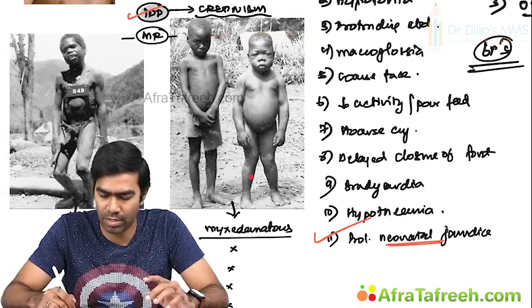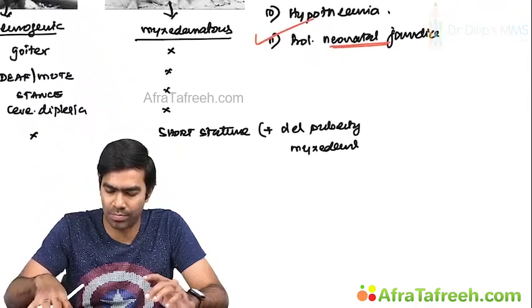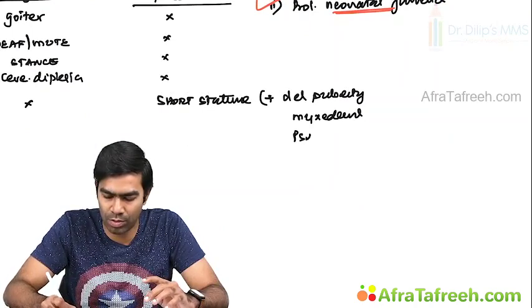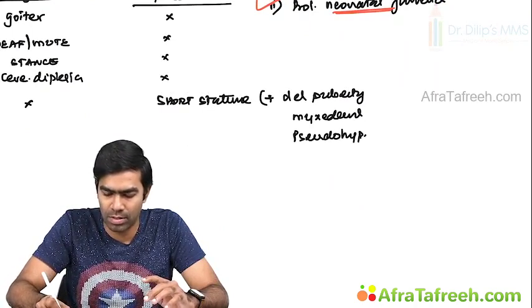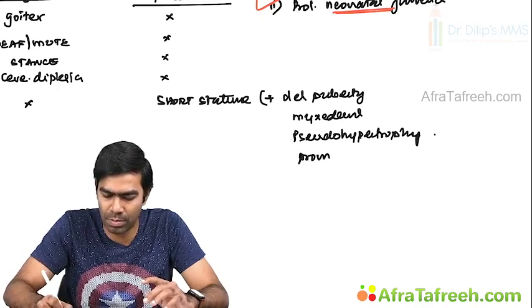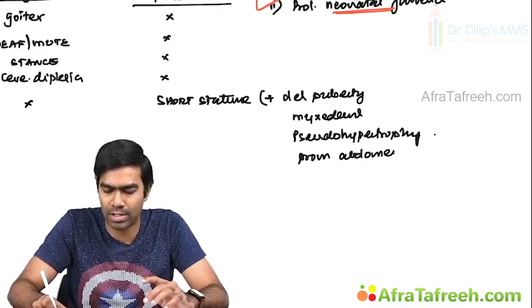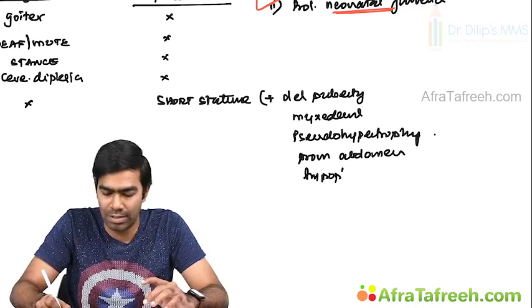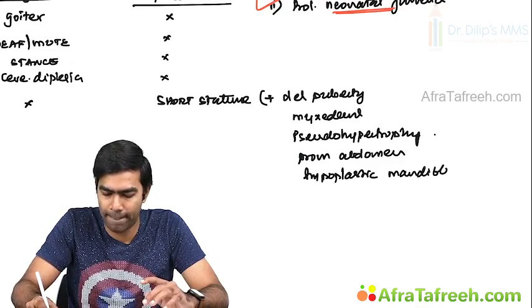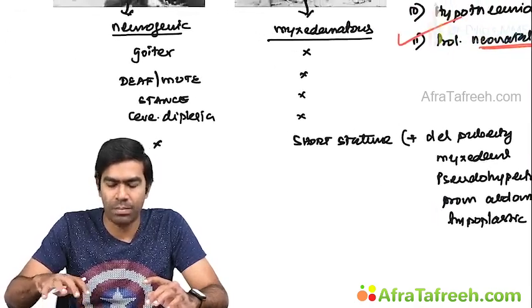At the same time, you can see some bone problems like here, genu valgum. And they are a little bit puffy. That is myxedematous. And you can see the face, which is puffy, myxedematous. And they'll have a delayed puberty. And they also might be having other problems like pseudo-hypertrophy of the muscles with severe myopathy. And they'll have a prominent abdomen and hypoplastic mandible. So these are some of the features of myxedematous cretinism, right? But what will be the TFT?